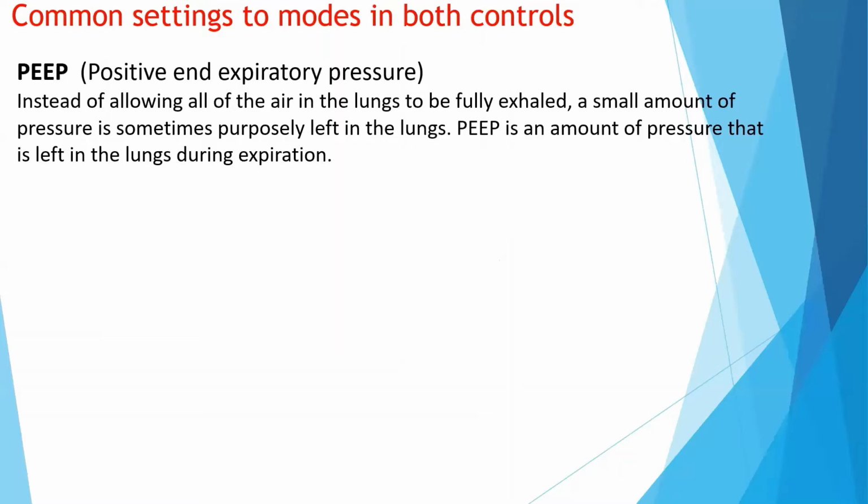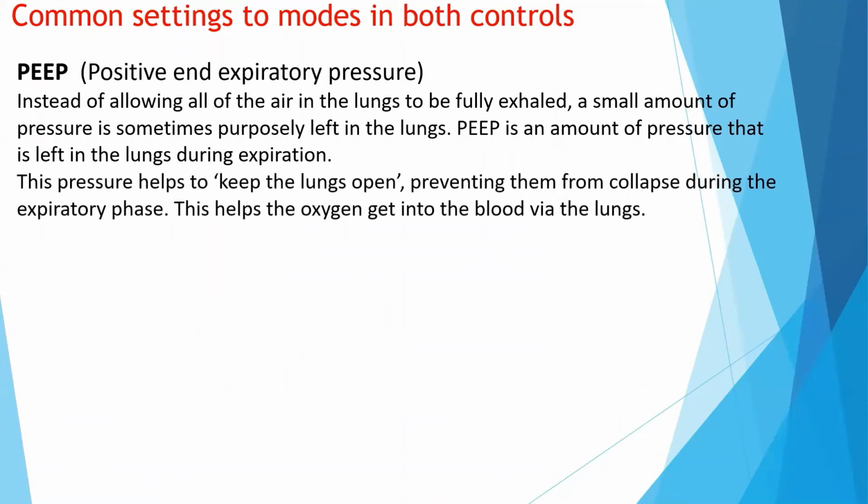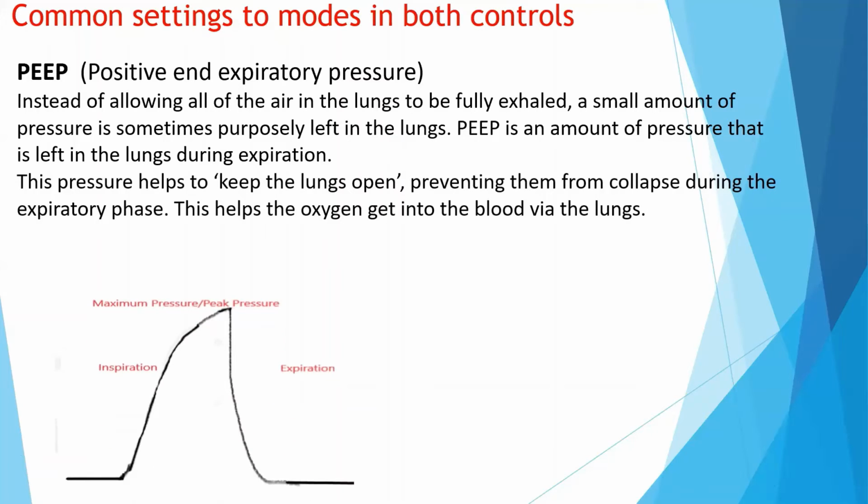Positive end expiratory pressure. Instead of allowing all of the air in the lungs to be fully exhaled, a small amount of pressure is sometimes purposely left in the lungs. PEEP is an amount of pressure that is left in the lungs during expiration. The pressure helps to keep the lungs open, preventing them from collapse during the expiratory phase. This helps the oxygen get into the blood via the lungs.